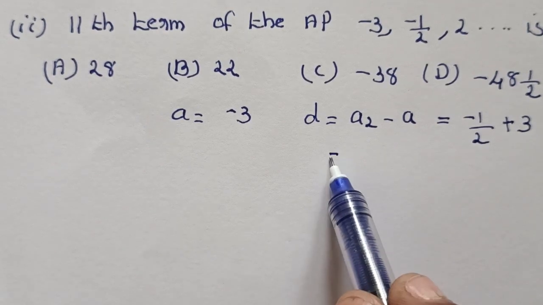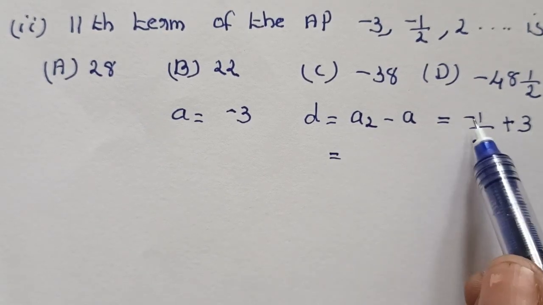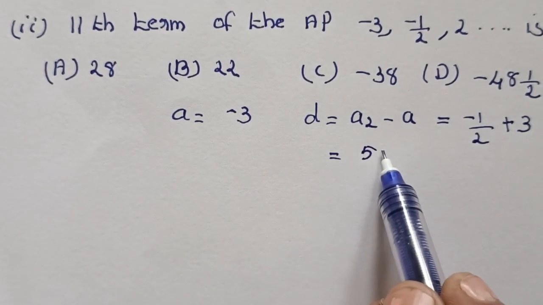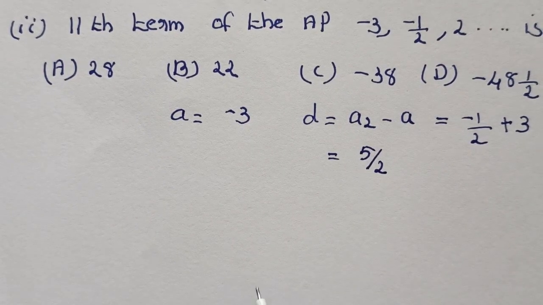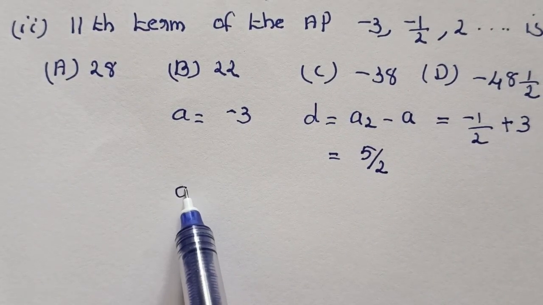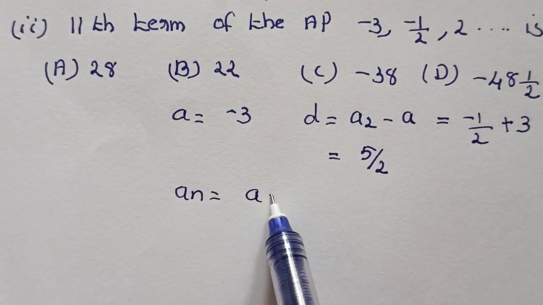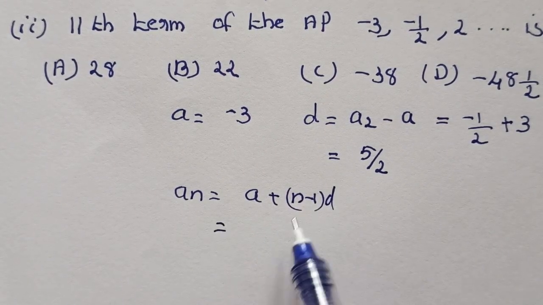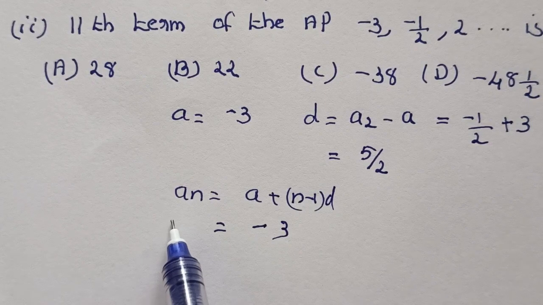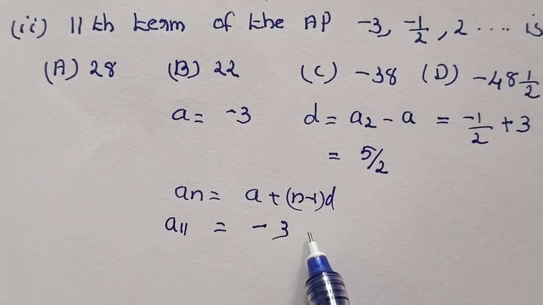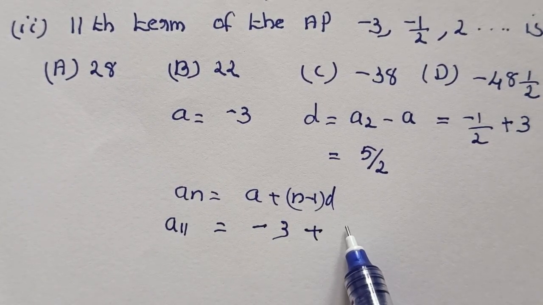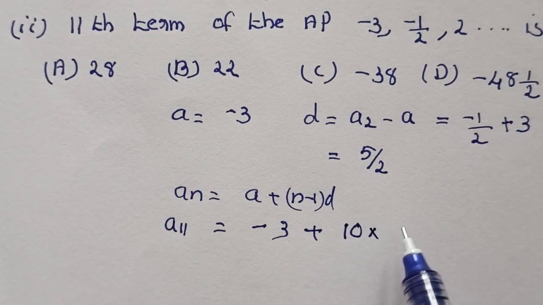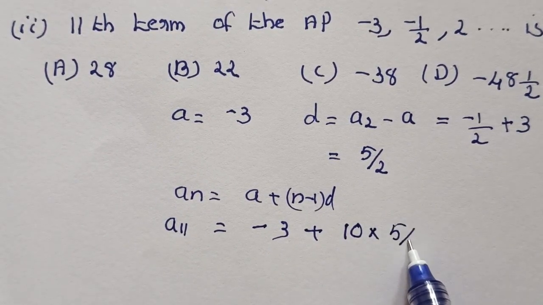That is equal to, when you take the LCM, 6 minus 1, that is 5 by 2. Common difference equals 5 by 2. Now, an equals a plus (n minus 1) into d. A is -3. We have to calculate a11, isn't it? -3 plus (n minus 1), 11 minus 1, it is 10, into common difference d equals 5 by 2.